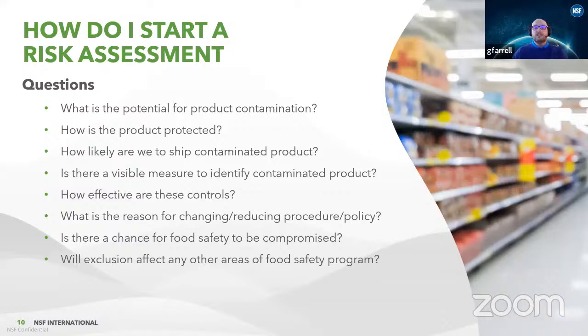What is the reason for changing, reducing our policy and procedure? And this is important that we look at this. So we always need to have a reason. That's why we're always driven by scope. That's our key driving factor. Clarity in what we're looking at. If we don't have a scope, we don't have clarity, we're running in the dark.